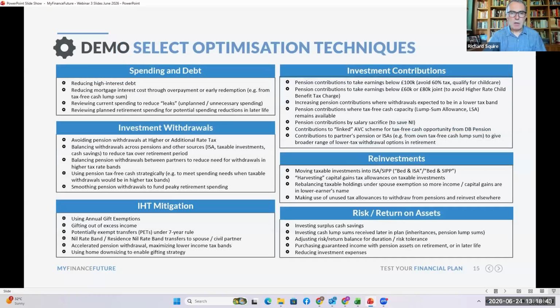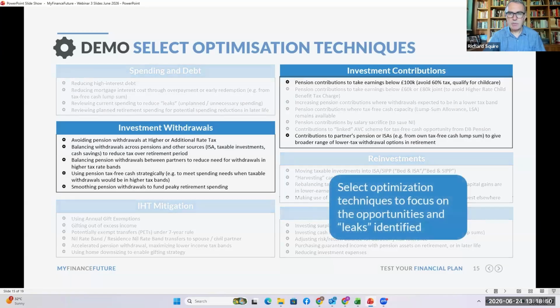So we're going to go through the case study in a second. Before doing that, I just wanted to highlight the types of optimization techniques we'll be looking at for this particular scenario, so you can watch out for them during the demo.